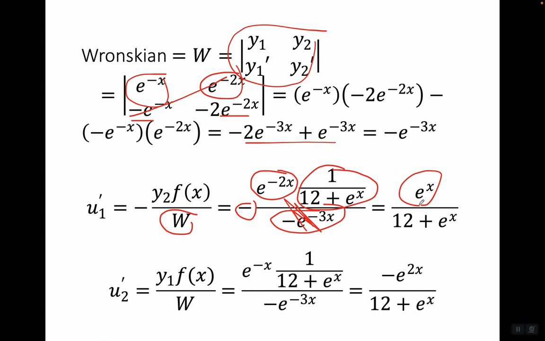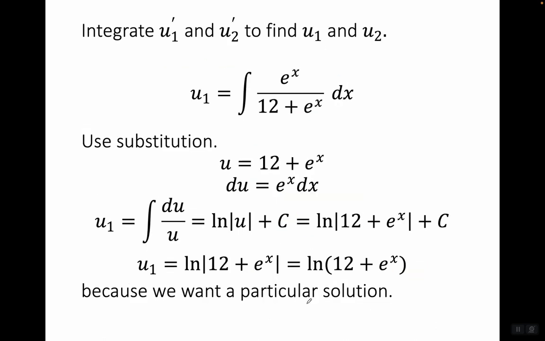u2 prime is going to be y1 f of x over w. y1 was the first solution to the homogeneous differential equation, which is e to the negative x. f of x we know, w is the same. So the e to the negative x and the negative e to the negative 3x simplify to negative e to the 2x, because when you subtract these exponents, negative x minus negative 3x, that just is positive 2x. Okay, so we have negative e to the 2x over 12 plus e to the x. That's u2 prime. So we integrate these to find u1 and u2.